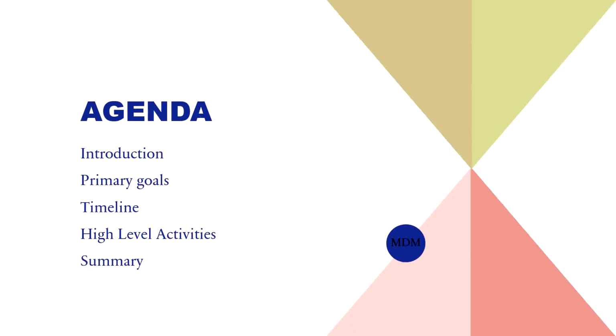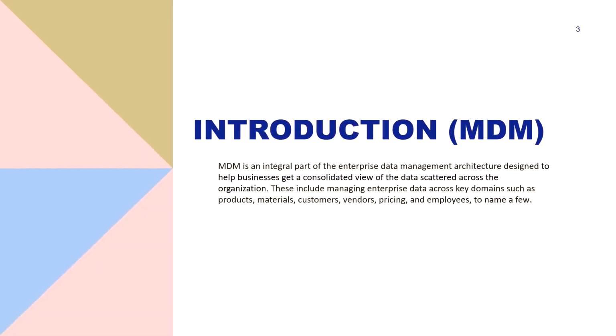I've just prepared this PPT, and the agenda says we'll go ahead with the introduction, primary goals, timeline, high-level activities, and summary. So without delay, the introduction I've just copy pasted from Google. It's just a generic introduction. We know what MDM is for, what it is used for, and its capabilities.